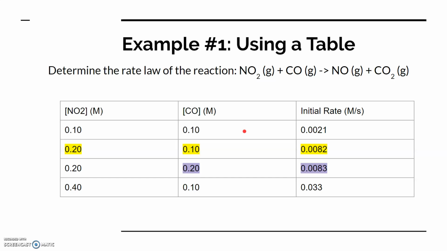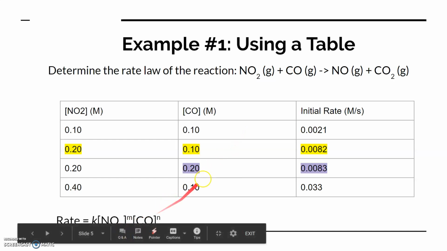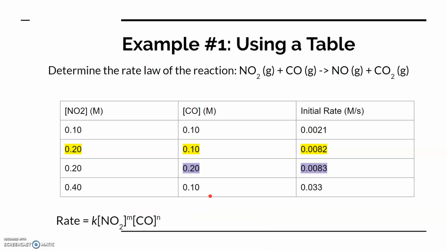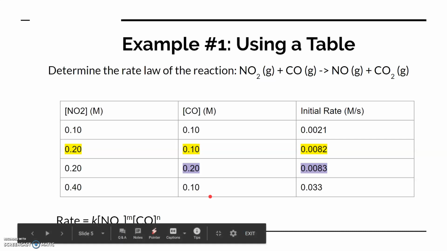Okay, so let's start with the basic structure of our rate law. We know that NO2 and CO are our reactants, and they are not liquids or solids, so we can put them in this expression. Now, we need to look at the table and find places where one reactant's concentration stays constant while the other changes. We need to look at how the rate changes when the concentration changes.